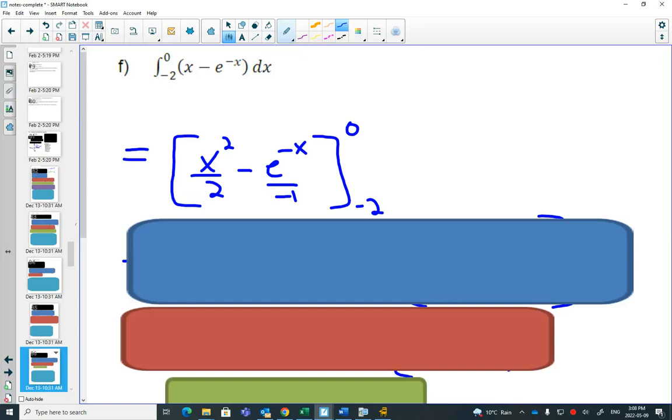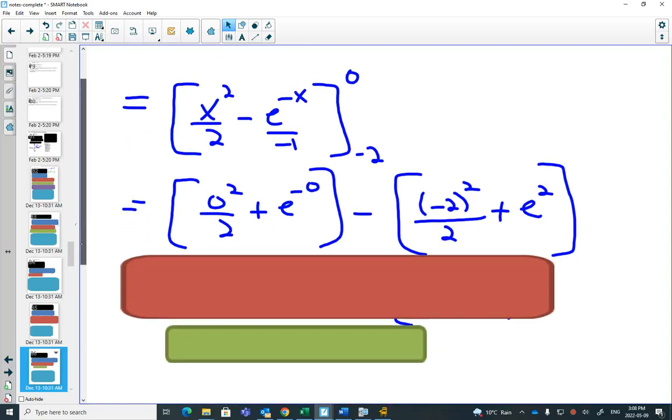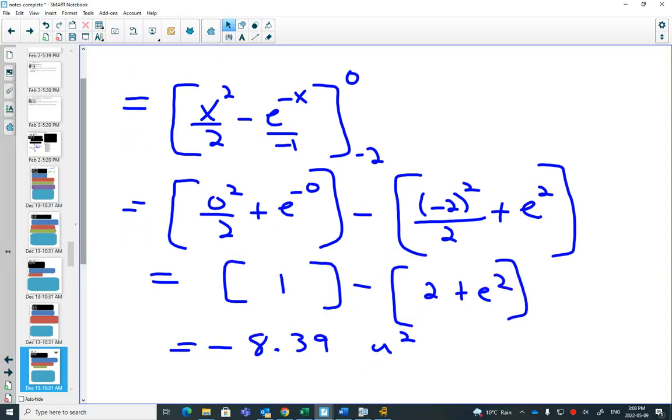Because e to the negative x would stay e to the negative x, but then you'd have to divide by negative 1 because of that chain rule. And then dividing by that negative 1 would have made that like a plus sign. Then it's just a matter of plugging things in. And that's what you would get with your calculator.